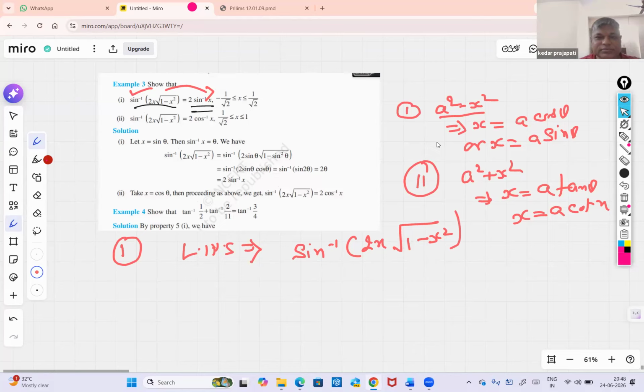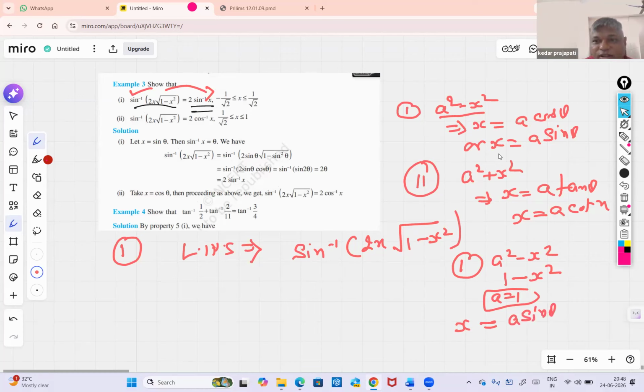See what I said: the first substitution formula is a square minus x square. But there is a possibility that the question will come in this form, 1 minus x square also, where a equal to 1. So what will I substitute here? x equal to a sin theta. This formula, right?